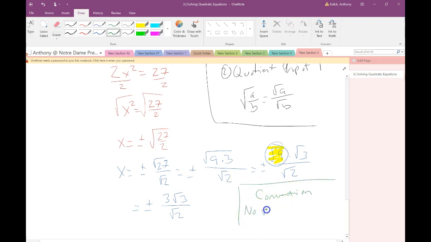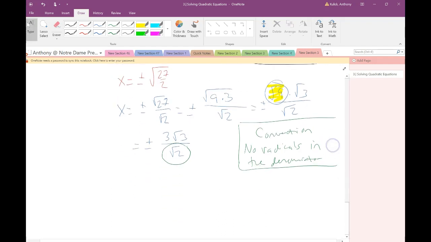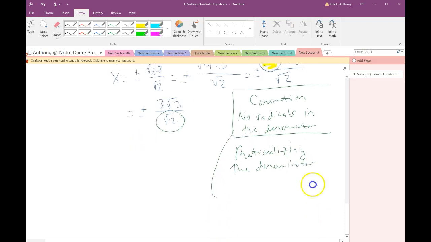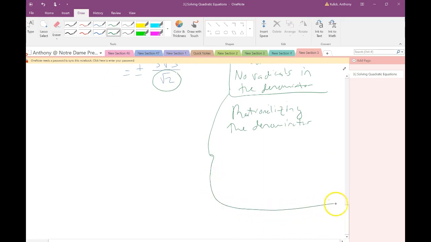But we're also going to say, as a convention, we're not going to leave any radicals in the denominator. Radical is a generic term for things like square roots. So I need to figure out a way to rewrite this so that the square root of 2 is not in the denominator. Well, this isn't a difficult thing to do. We can do this process called rationalizing the denominator. And that'll take any square root that's inside the denominator and get rid of it, basically.